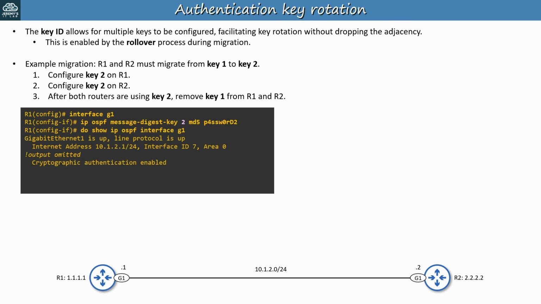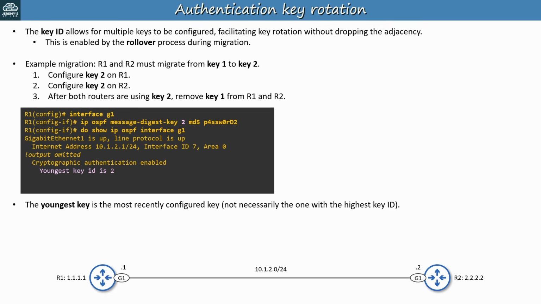Here's the output of show IP OSPF interface on R1. I want to point out two important things here. The output now says youngest key ID is 2, because it's the most recently configured key. Remember that. The youngest key is the most recently configured key, but not necessarily the one with the highest key ID. If the first key had key ID 100 instead of 1, key 2 would still be the youngest because it was most recently configured.